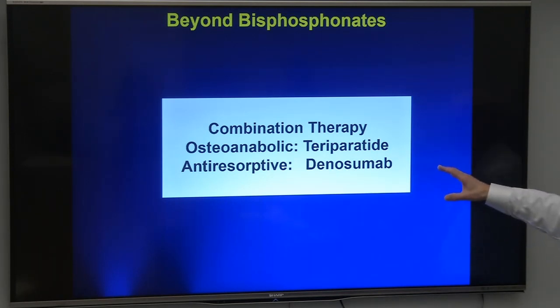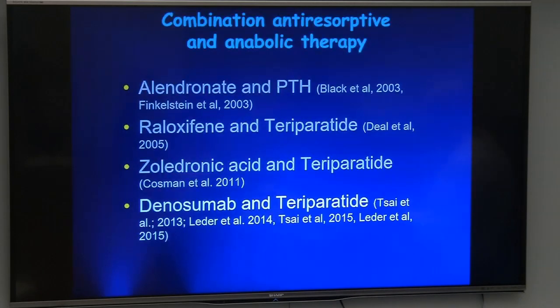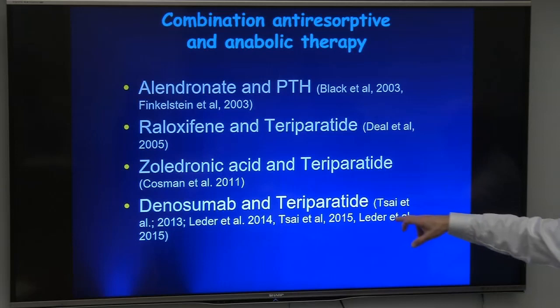The discussion is going to be limited to use of Teriparatide as the osteoanabolic and use of Denosumab as the antiresorptive. There are many other combinations that have been studied. Alendronate and PTH I was involved in, raloxifene and Teriparatide I was involved in, zoledronic acid and Teriparatide, and most recently Denosumab and Teriparatide.